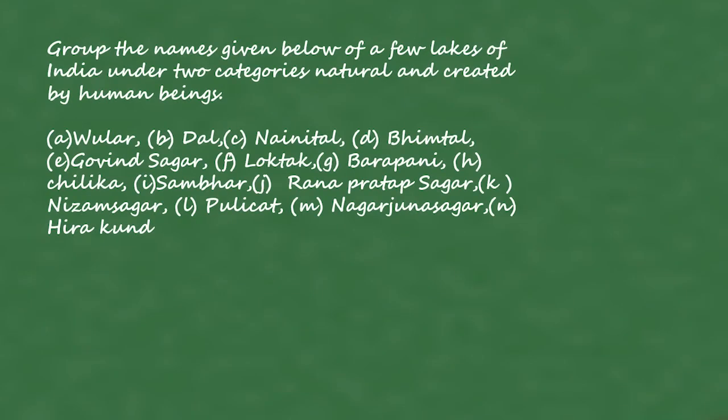In the next activity, there is a list of names of lakes given. You are expected to classify them under two categories, namely the natural lakes and the lakes created by human beings. Group the names given below of a few lakes of India under two categories, natural and created by human beings.